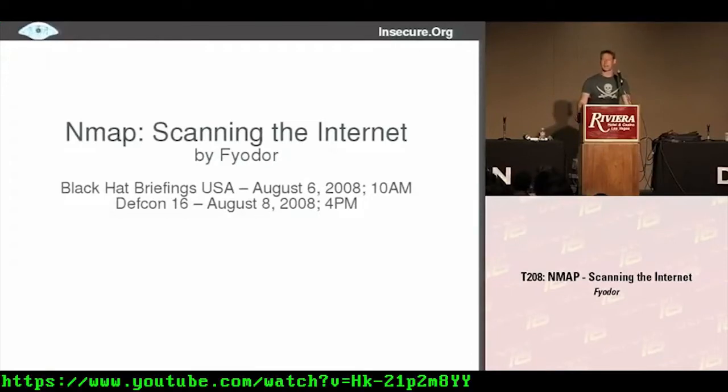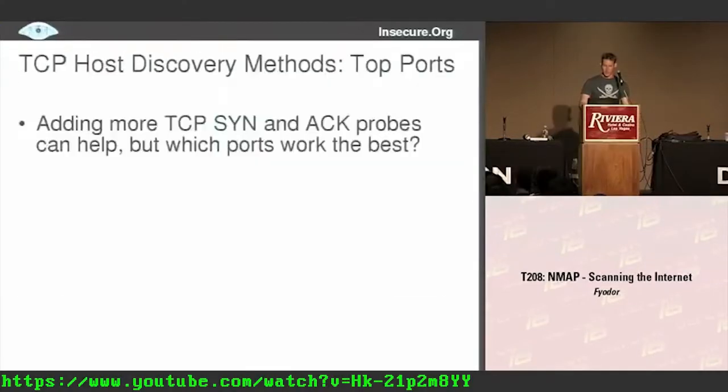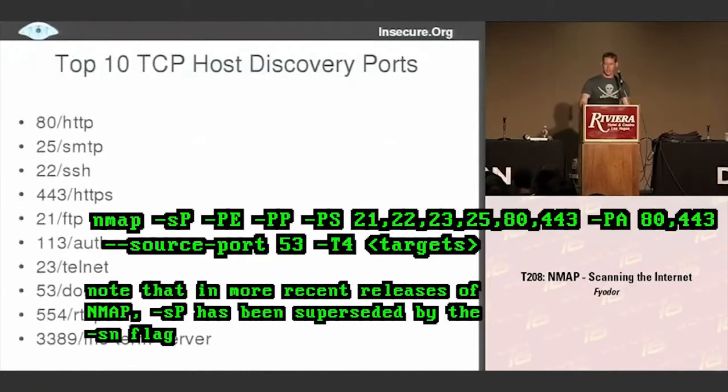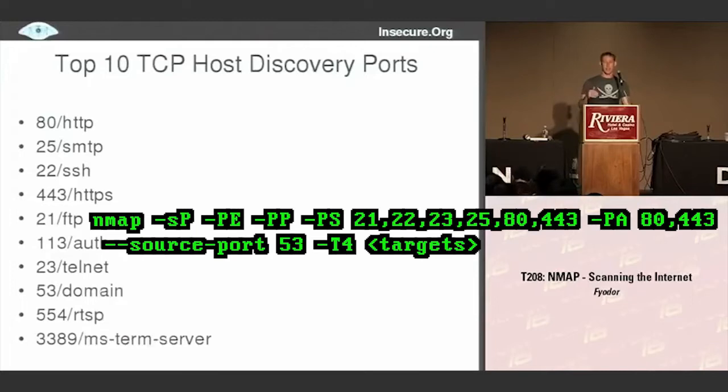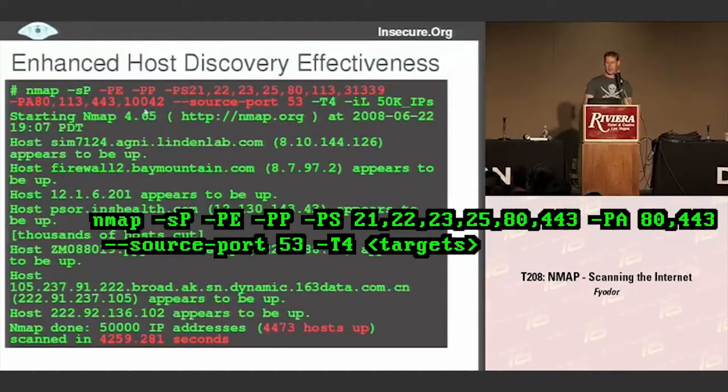At DEF CON 16, the author of Nmap, Fyodor, gave an example where he showed combining different probes including ICMP echo, aka ping, ICMP timestamp checks, ACK scans and SYN/ACK scans, which looks like this big long command: nmap -sP -PE -PP -PS, and then he used the ports 21, 22, 23, 25, 80, 443, and then he did -PA 80, 443 and so forth, as you can see here. It sounds like a lot to remember, but once you get the hang of it, it's actually not that bad, and you can refer to this video or the man page if you get stuck.